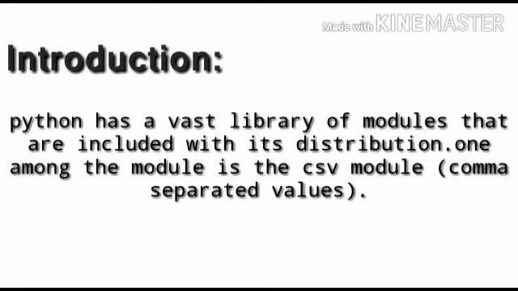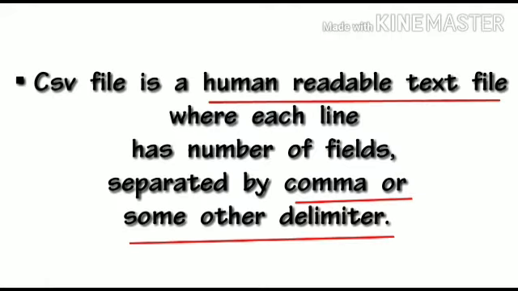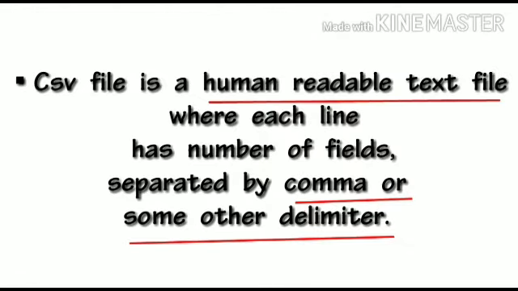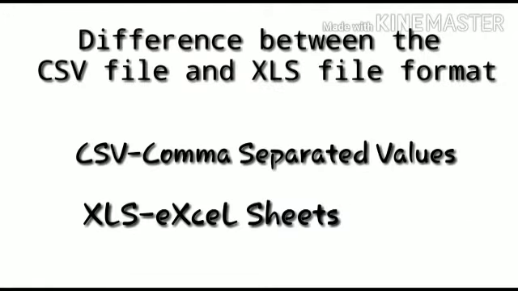The CSV file is one of the modules in Python. What do you mean by CSV? It is a human readable text file. In this file, each line has a number of fields, that is, the fields are separated by commas and some other delimiters. Delimiters means punctuators. The expansion of CSV is comma separated values.